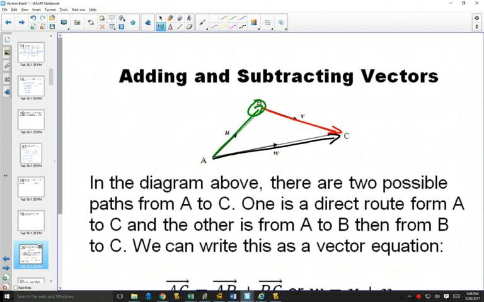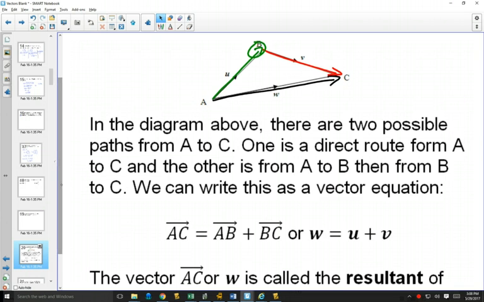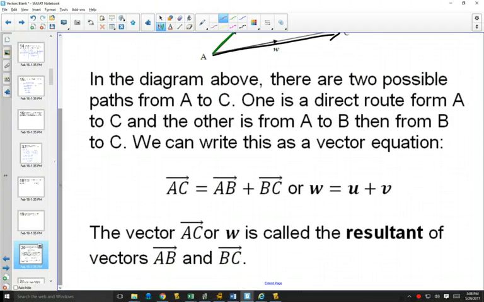Vectors aren't necessarily concerned about what's the fastest route to get there or how you got there. They're just worried about where you started from and where you ended up. So we could say A to C is equal to A to B plus B to C. You would still get from A to C either way. We call the answer that we got from adding A to B and B to C together the resultant.